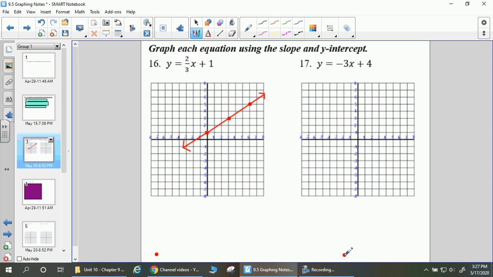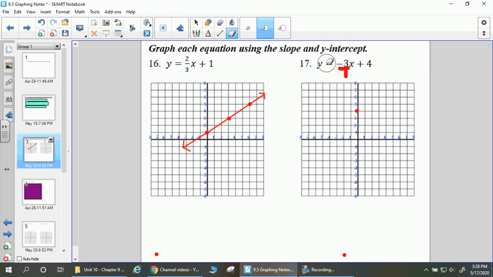So I'm going to take the same approach over here to number 17. Y equals a negative 3x plus 4. So again, we always start with that number added or subtracted at the end. If it's a plus 4, that means we're at positive 4. If that had been a negative or a minus, just realize that would put you down here at the negative numbers. If you have a whole number for slope, put it over 1.